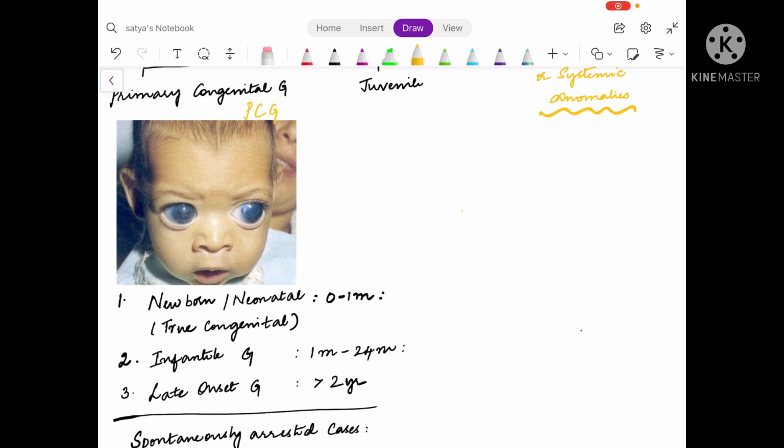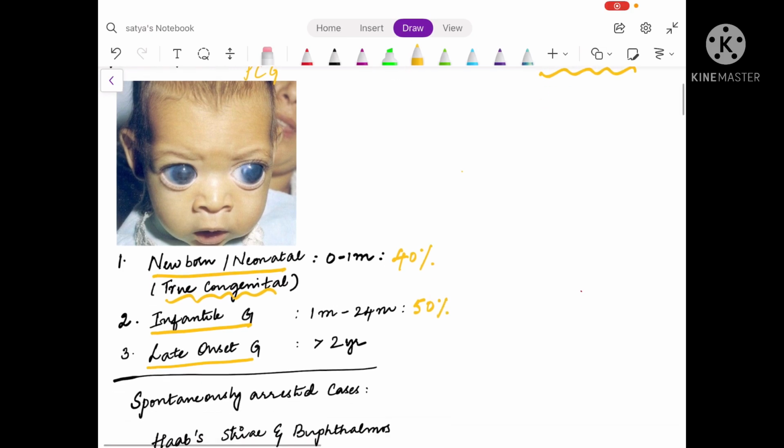First we'll look into the subcategories of primary congenital glaucoma. Here there are newborn glaucomas, infantile glaucomas and late onset glaucomas. This classification is based on the age of presentation. Newborns will present from 0 to 1 month. These are also known as true congenital glaucomas, and they constitute about 40% of the cases. Whereas infantile glaucomas, which present from 1 month to 24 months, that is from 1 month to 2 years, constitute about 50% of the cases, and these are most common. Next is late onset glaucomas, more than 2 years, and these are rare, about 5%.